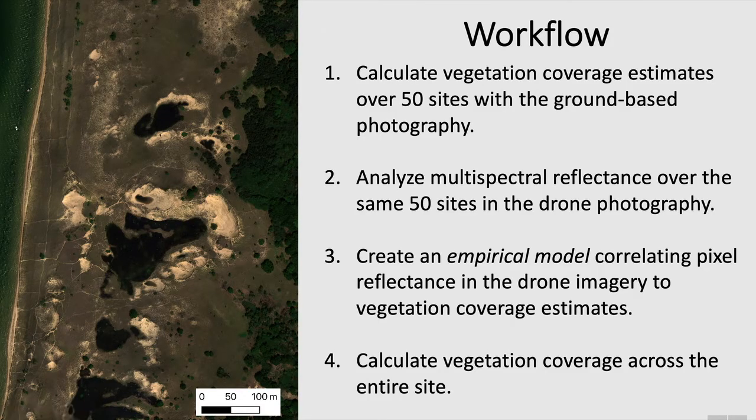Here are the steps to our workflow. First, we calculate vegetation coverage estimates over the 50 sites with the ground-based photography. Next, we analyze multispectral reflectance values over the same 50 sites in the drone photography. Then, we create an empirical model correlating pixel reflectance in the drone imagery to vegetation coverage estimates. Using the empirical model, we finally calculate vegetation coverage across the entire site.